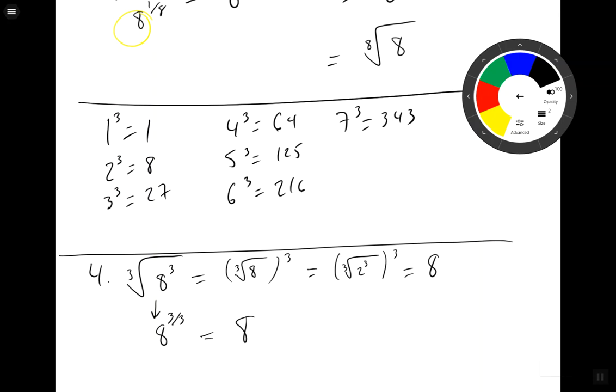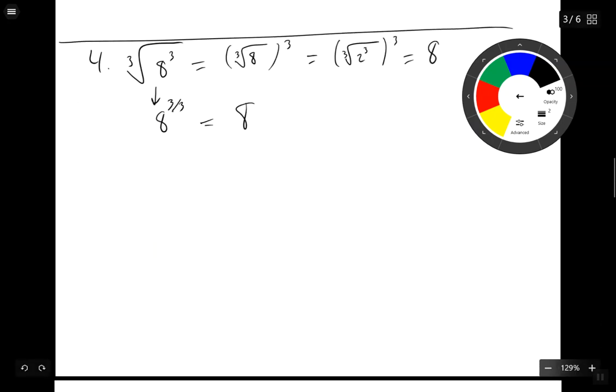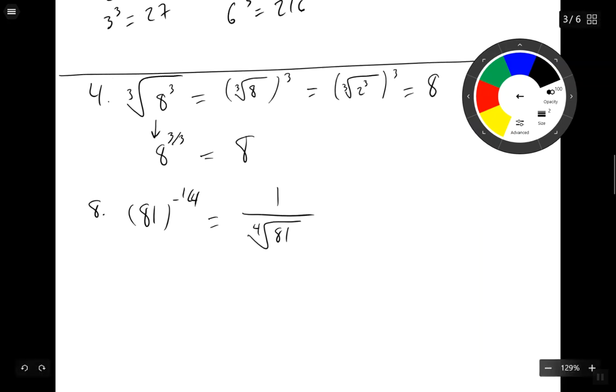Look at number 8. We have 81 to the negative 1/4 power. Okay, does that mean it's 1 over the 4th root of 81? Now, what is 81? Is that 9 times 9? And what is 9? Is that 3 squared? Okay, so is that 3 squared times 3 squared, which would be what?